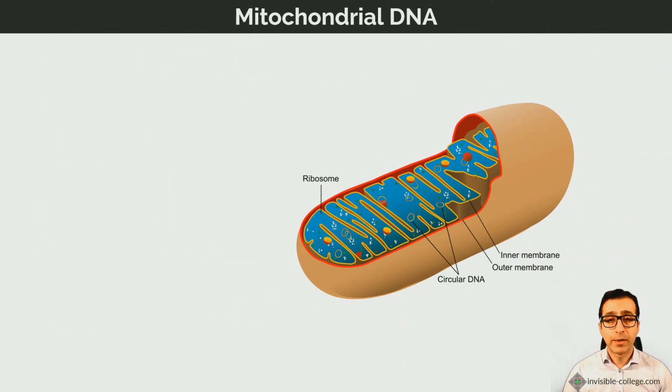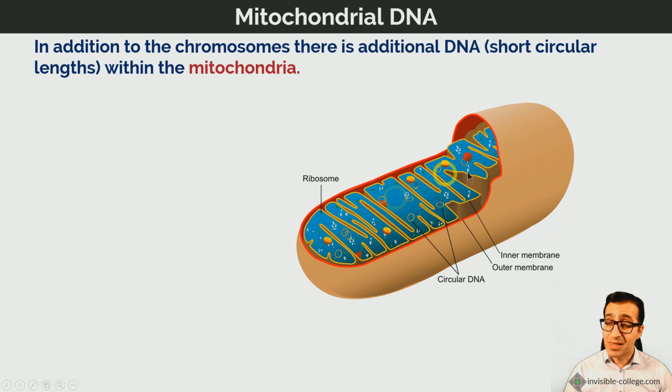So, mitochondria. Now, mitochondria are the organelles in eukaryotic cells which are responsible for aerobic respiration, for the release of useful energy from glucose using oxygen. Now, in addition to finding DNA in the nucleus of a cell, actually you can find small loops of circular DNA inside the mitochondria themselves. Now, this allows these mitochondria to multiply themselves inside the cell to provide more energy when the cell needs it, and they can multiply independently of the cell replicating itself.